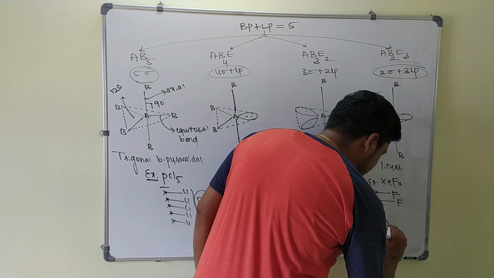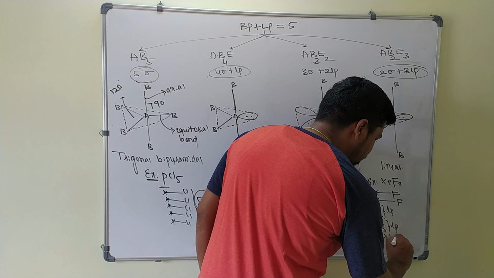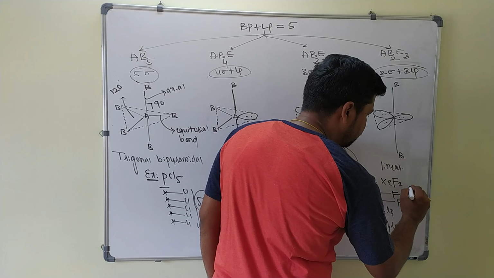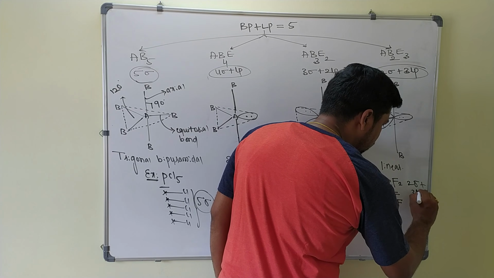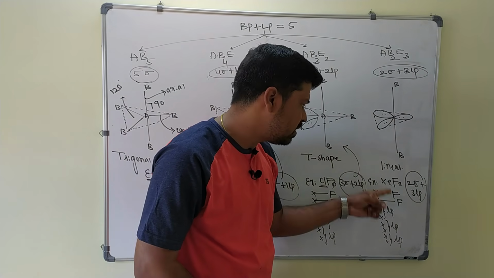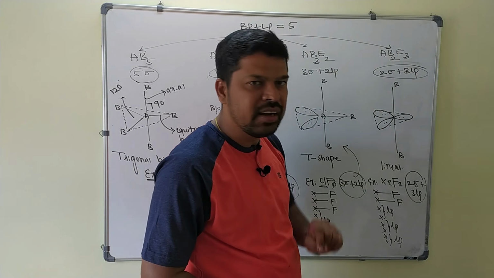Remaining 6 electrons are taken as what? 3 lone pairs of electrons. This is lone pair, this is lone pair, and this is also lone pair. That's why this XeF2 is having what? Here 2 sigma bonds plus 3 lone pairs of electrons. Any molecule with 2 sigma bonds and 3 lone pairs of electrons, what is the shape of the molecule here? Linear. That's why XeF2 also has linear shape.